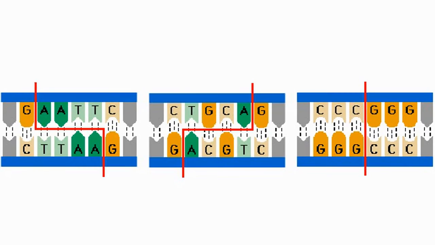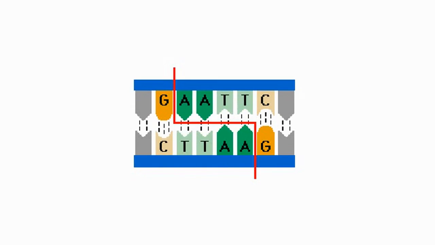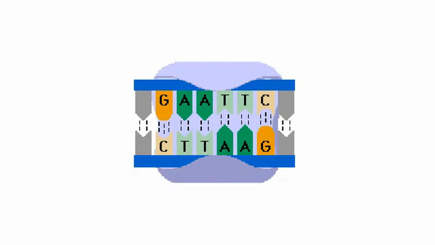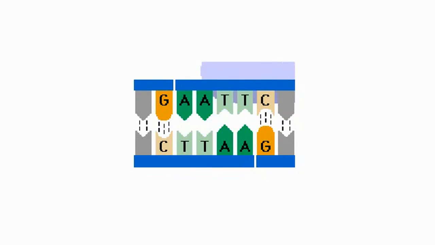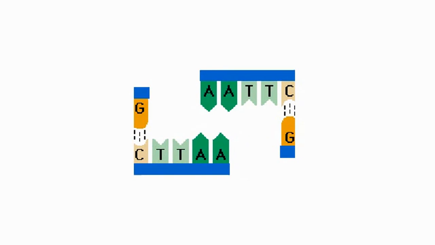Different restriction enzymes recognize and cut different sequences of DNA. This restriction enzyme recognizes the DNA sequence GAATTC. It cuts the DNA strands between the bases A and G. The resulting single-stranded sticky ends have the base sequence AATT.